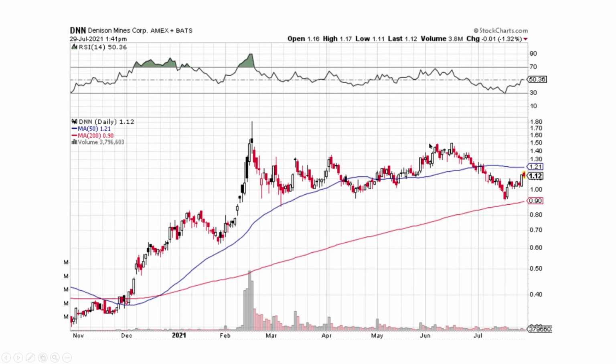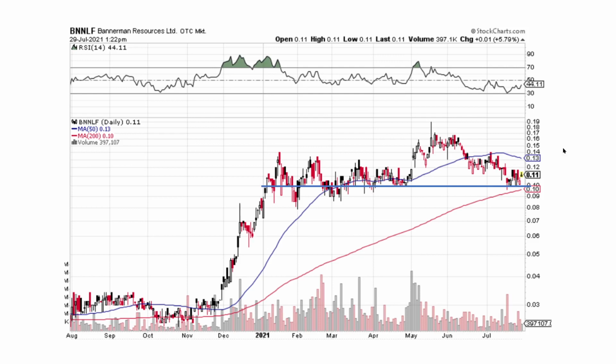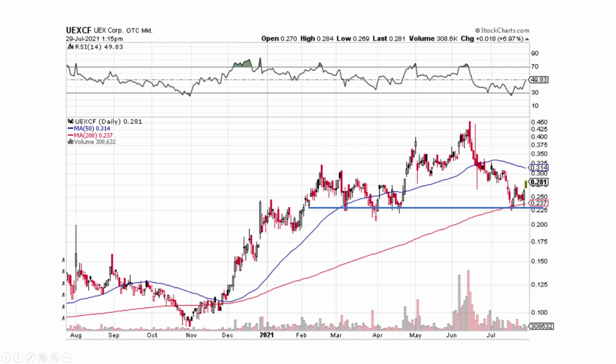Denison Mines, we're moving on sideways. We do have some nice, good, strong upward movement. This is a small little down day. Buyers are still in control, upward bias over the short term. It's probably going to go higher. Bannerman's looking okay. The support line's holding. Doesn't look too bad. UEXCF, nice pop off of this hammer pattern. Two big up days, small little pullback, hammer pattern, popped higher. So that looks pretty good.